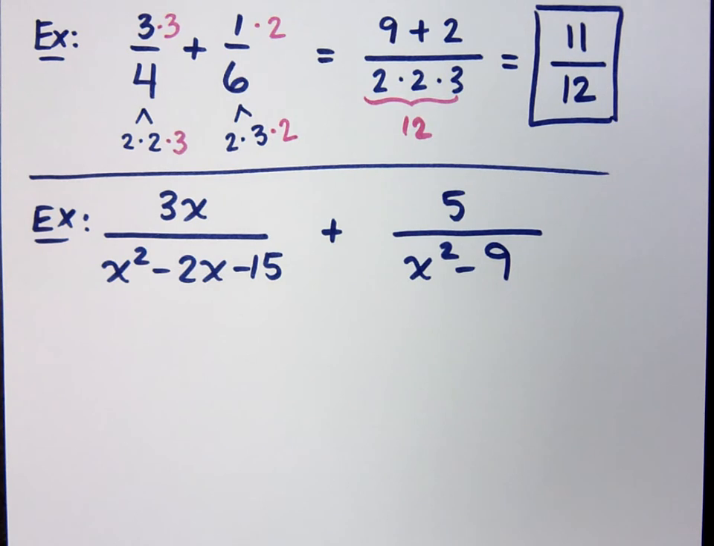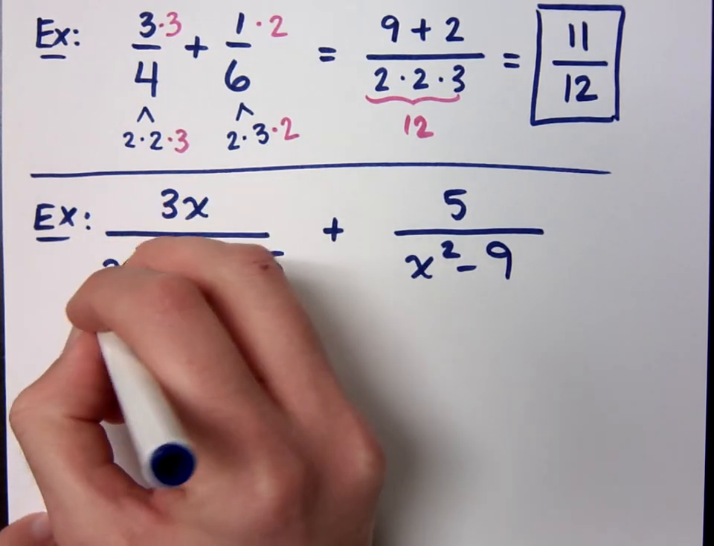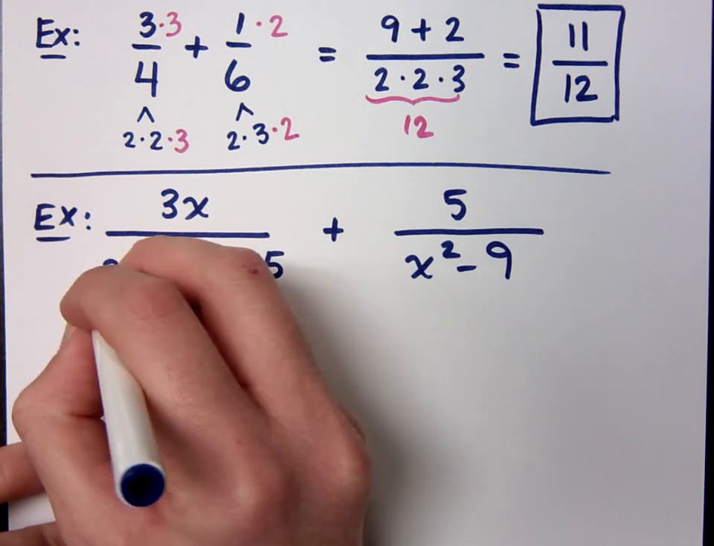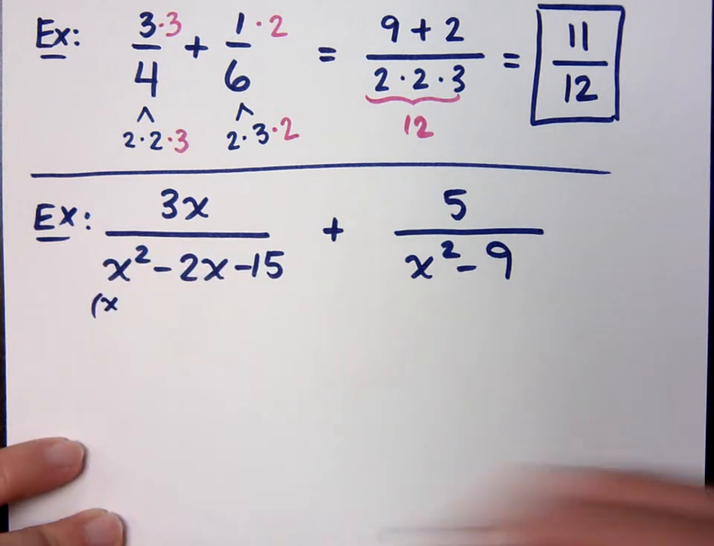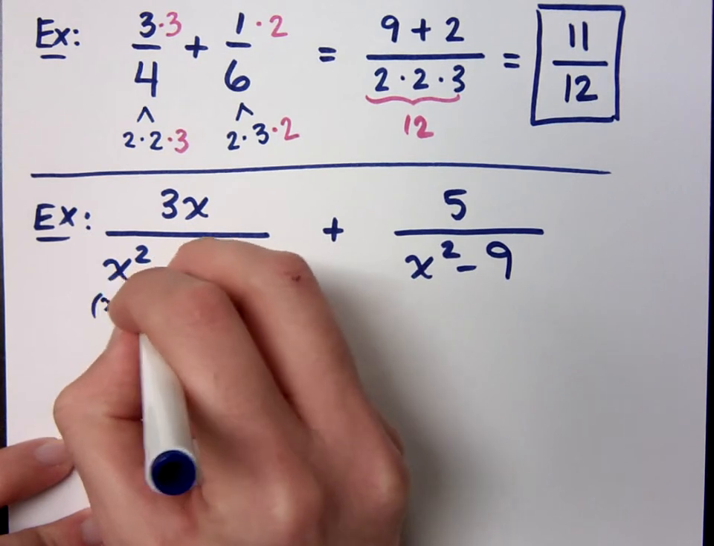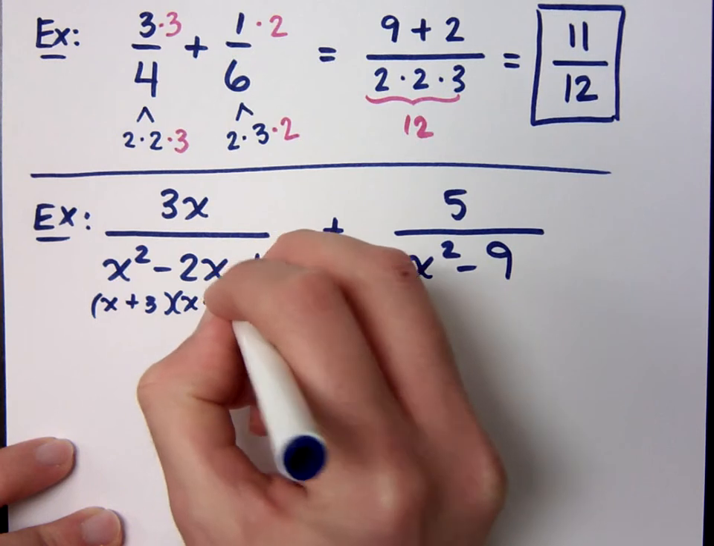But we're going to tackle this problem the same way that we tackled the first problem on this page. What did I do with the denominators in the first problem? I factored. What do you think I'm going to do now? Let's factor this. So how does this first denominator factor? The factors are x plus 3 and x minus 5.